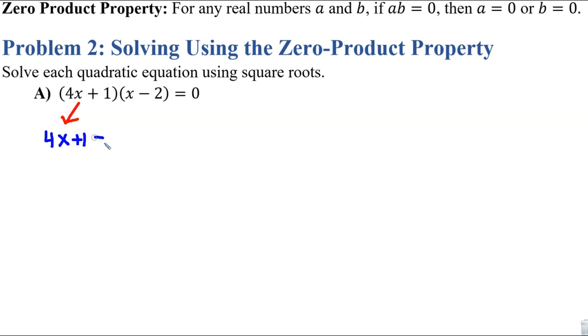I can look at 4x plus 1 equals 0 and figure out the zeros of this first factor, because then 0 times whatever we have in the second factor will be 0. And then also separately, we'll set the second factor, x minus 2, equal to 0. The zeros of those factors will be the zeros of the polynomial, or the solutions of the equation. Starting off with this one, I just need to get the x by itself. To do that, we can subtract 1 on both sides.